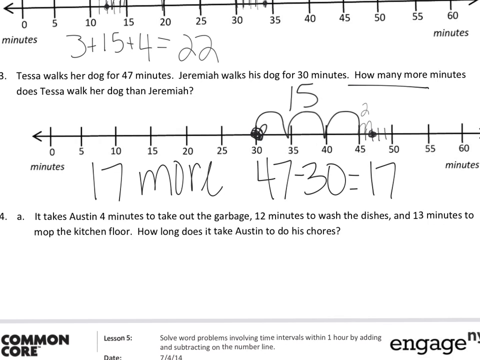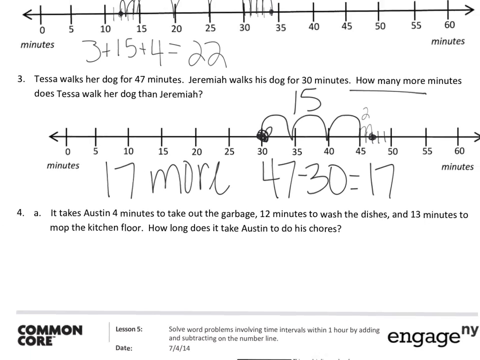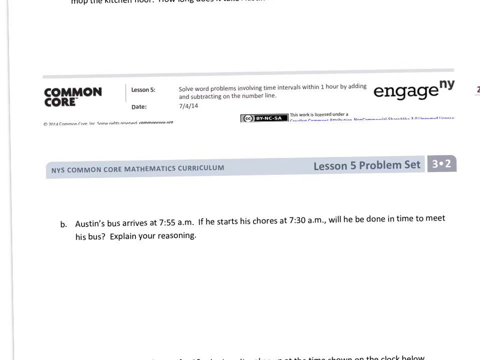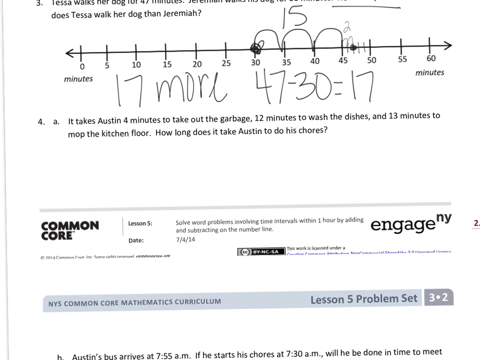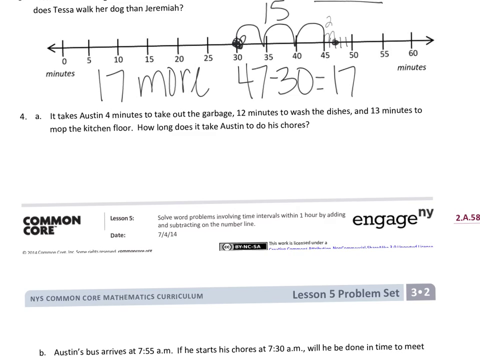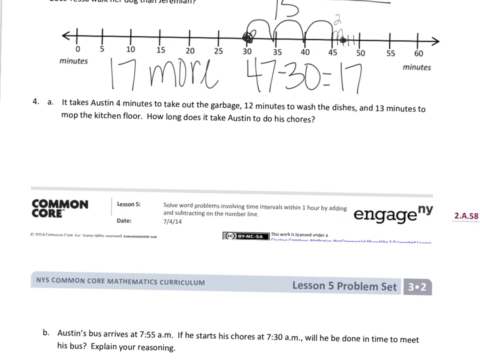The next problem is 4a. That tells me that there should be a 4b, there it is, that goes along with it. It takes Austin 4 minutes to take out the garbage, 12 minutes to wash the dishes, and 13 minutes to mop the kitchen floor. How long does it take Austin to do his chores?